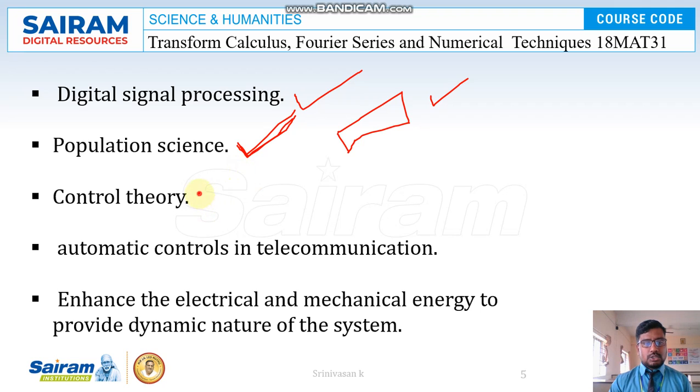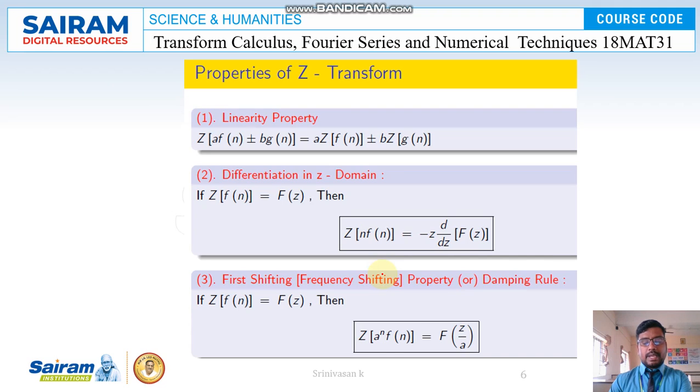And control theory and also telecommunication. Telecommunication is a signal; that signal is converted to frequency, and that frequency gives the difference equation. So the main application of the Z transform is to solve the difference equation in an easy way by applying the Z transform. Compared to other ways, the Z transform is a very easy way.